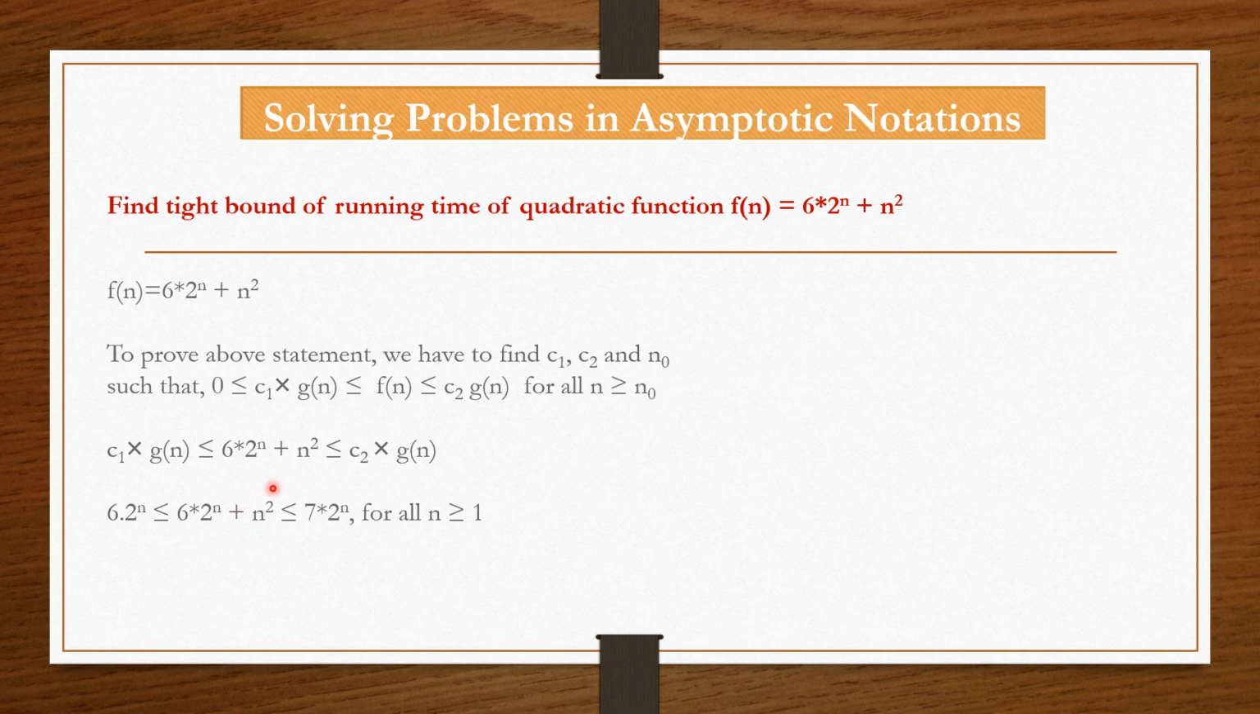It has one n square term also. Removing the n square term, I take this term alone and put it on the left hand side. So obviously 6 into 2 power n will be less than or equal to 6 into 2 power n plus n square. Then on the other side I have to write the maximum. So f of n is 6 into 2 power n. Why can't we try 7 into 2 power n for the right hand side to be greater than f of n? So like this I have to select the function g of n. For this one it should be less than f of n, and for this one it should be greater than f of n.